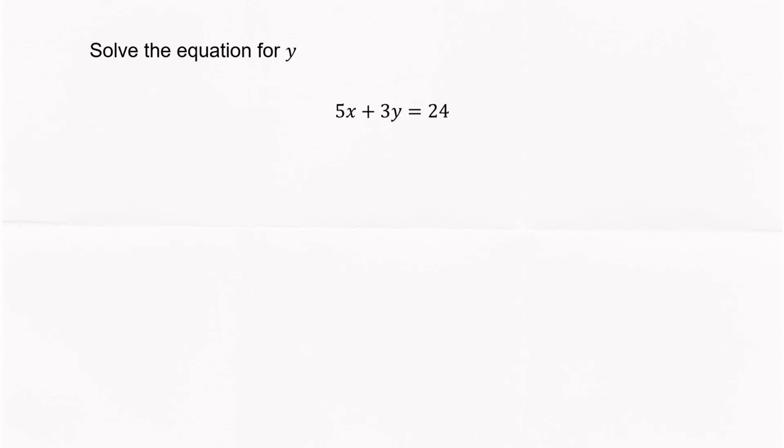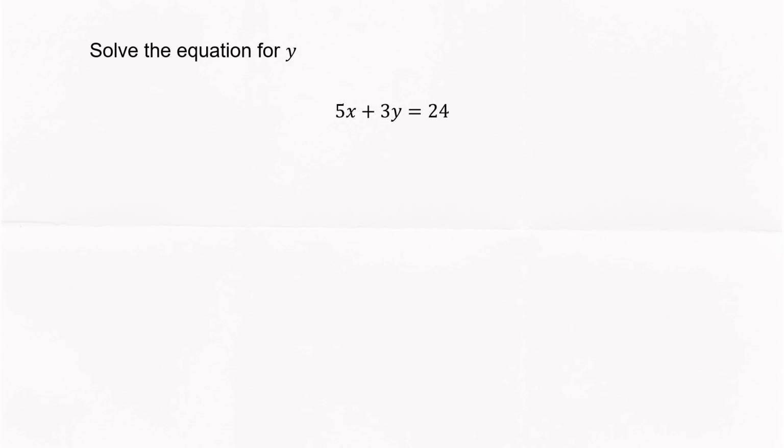So let's look at this first example. The example says solve the equation for y. First off, we have to understand what an equation is. An equation in mathematics is kind of like a balance. One side is equal to the other. So when we're trying to solve for y, we're basically trying to get y by itself. We're trying to isolate the y value.